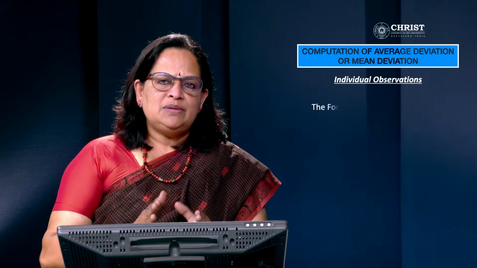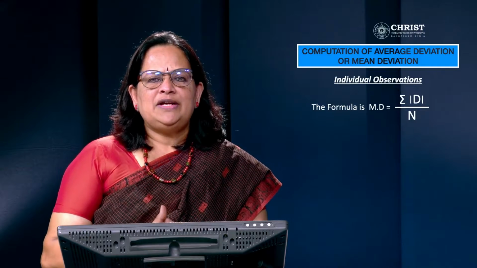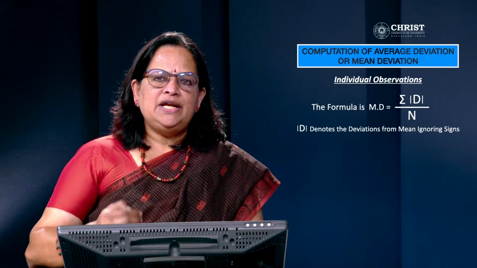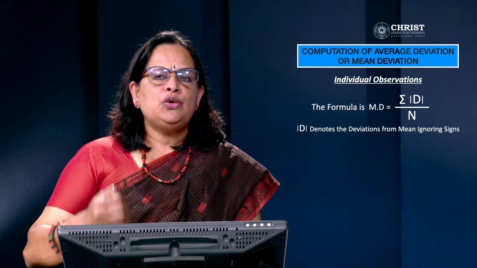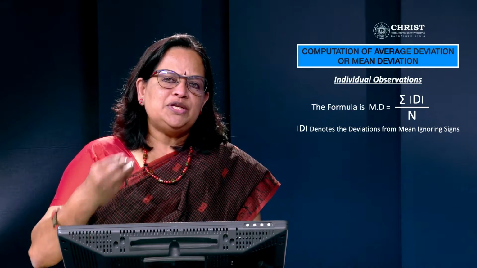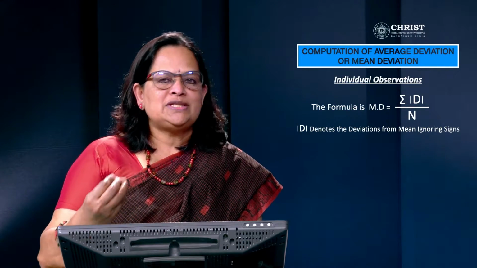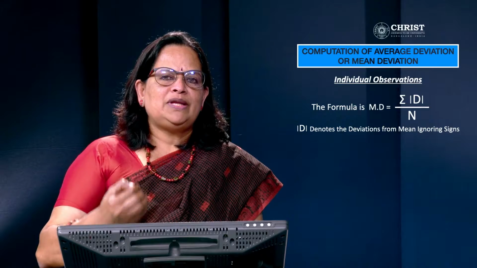Now, computation of mean deviation, we are dividing into three heads: individual observations, discrete series, and continuous series. For individual observations, the formula for computing mean deviation is sigma delta d divided by n. Delta d denotes deviations from mean ignoring signs. This is one limitation of mean deviation, we are ignoring signs. I will explain that point with the problem.